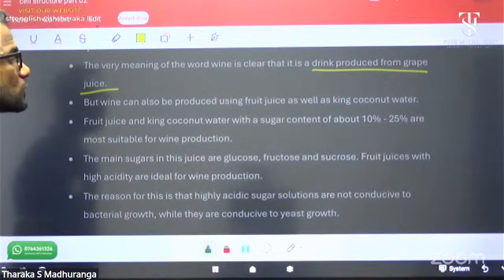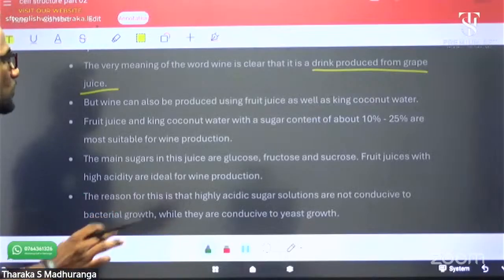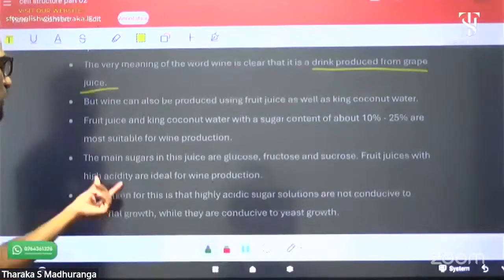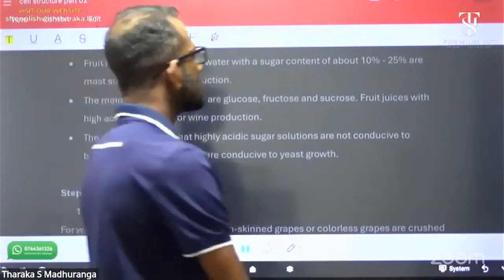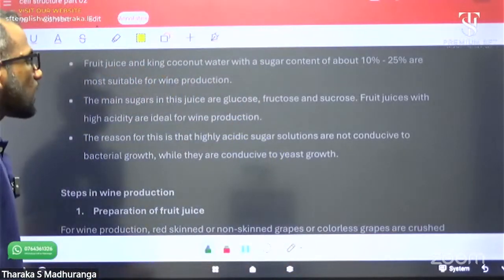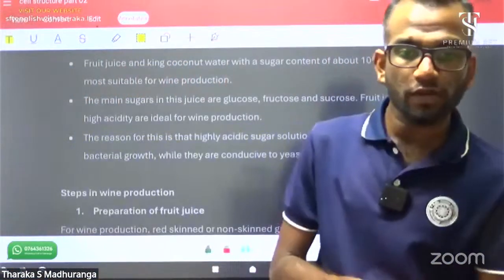But wine can also be produced using fruit juice as well as king coconut water. Fruit juice and king coconut water with a sugar content of about 10 to 25 are more suitable for wine production. The main sugars in juice are glucose, fructose and sucrose. Fruit juice with high acidity is ideal for wine production.